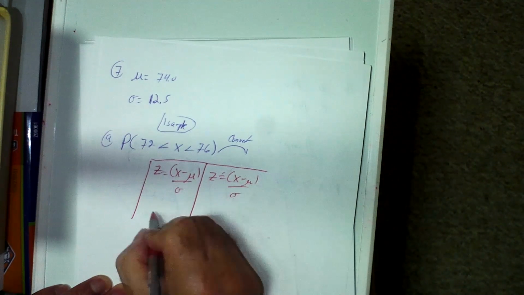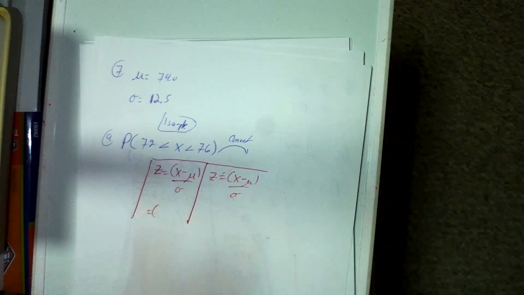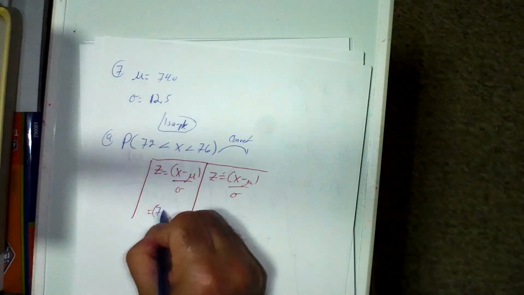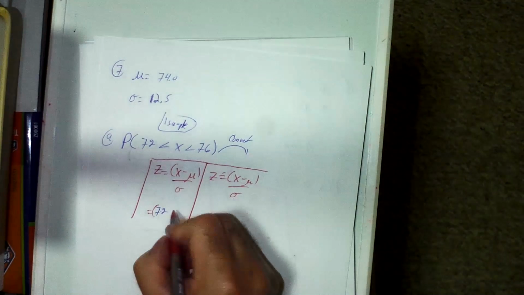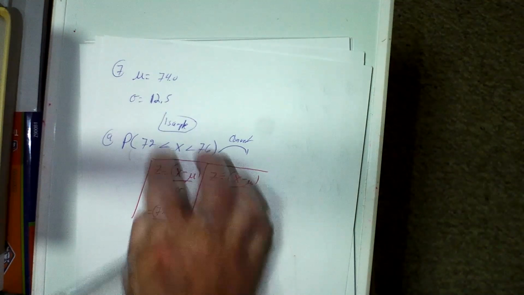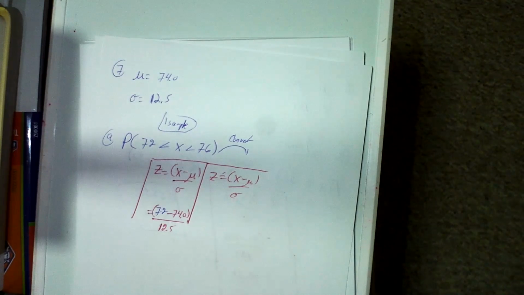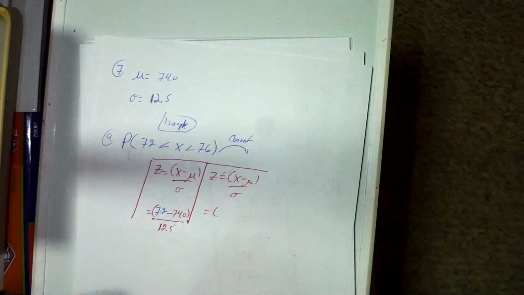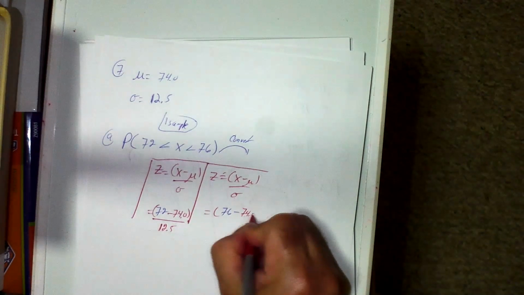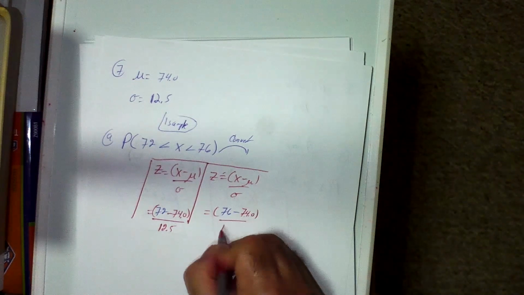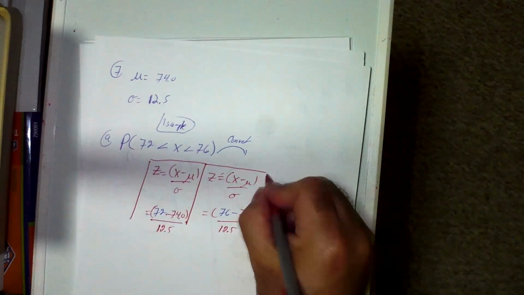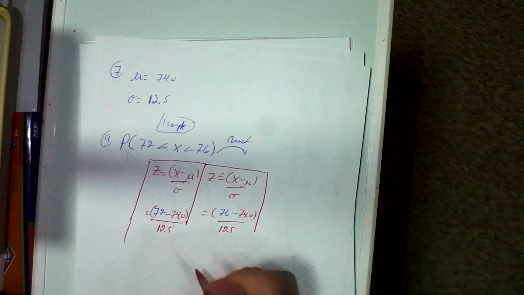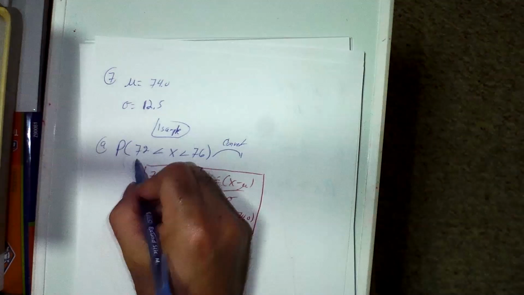All right, here I go. 72 minus 74 divided by 12.5. And then the other one is 76 minus 74 divided by 12.5. I'm going to go quick. All right, so that's for the 72, that's for the 76. We're going to calculate it.